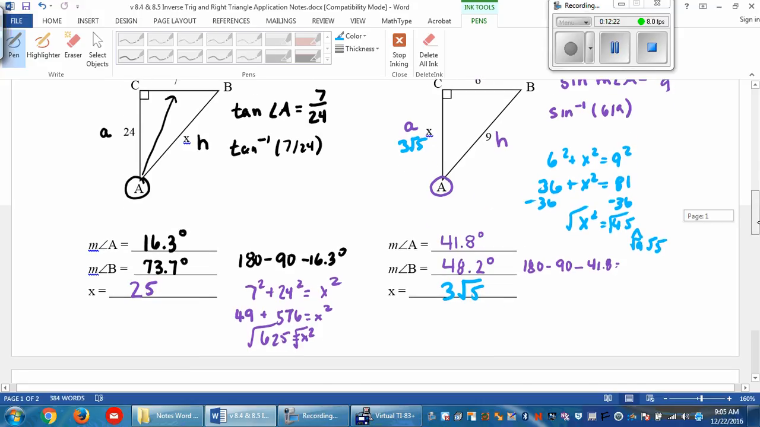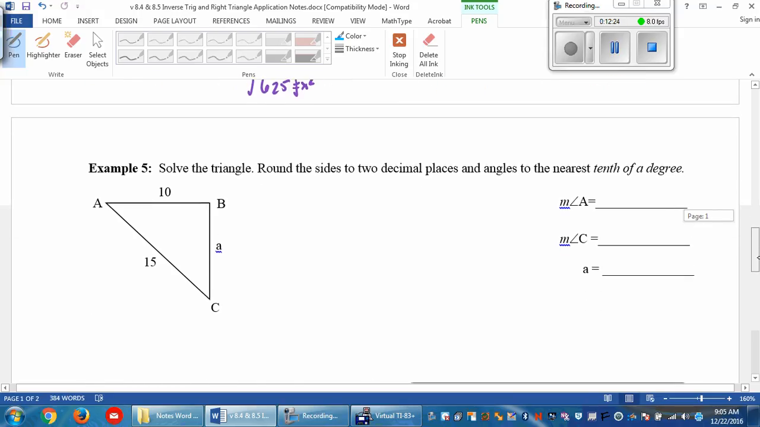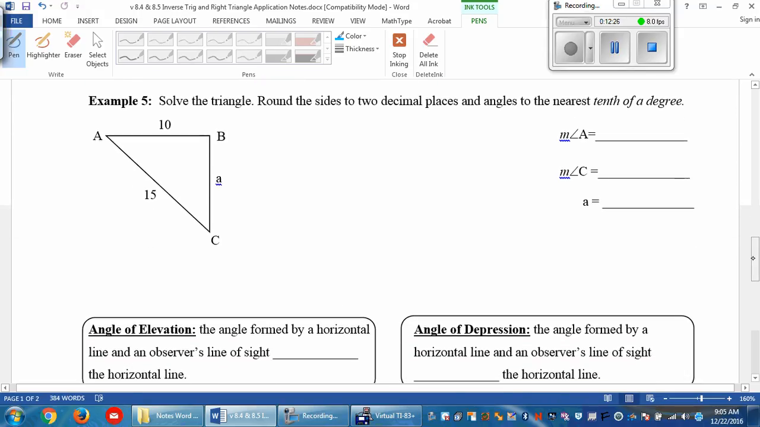How'd you do? Did you get it right? Hopefully. Moving on, we're going to solve the right triangle again. Round the sides to 2 decimal places and the angle to the 10th degree place. So why don't we find, let's try to find A first. So what would we do?